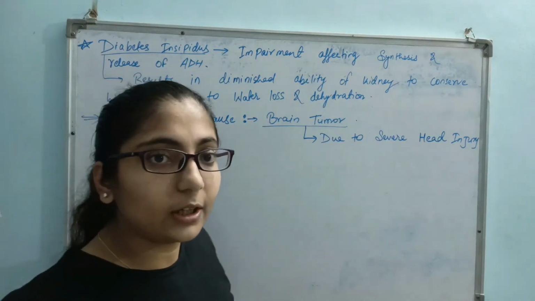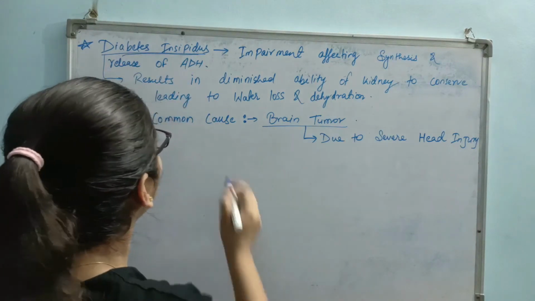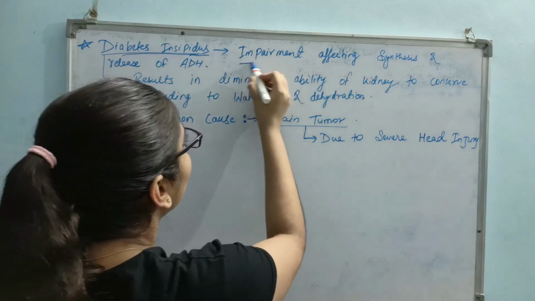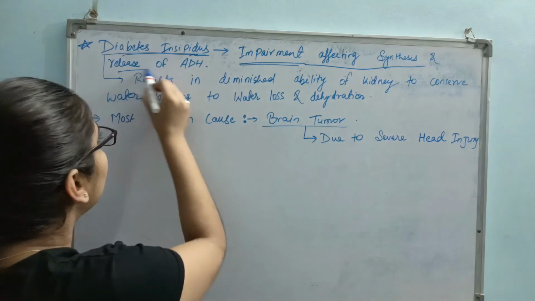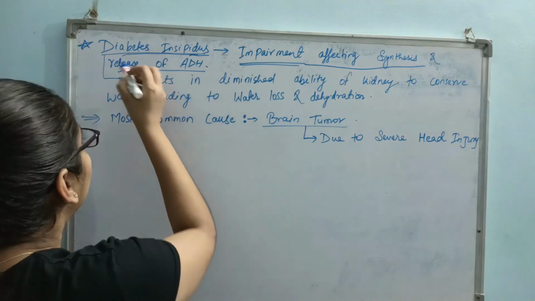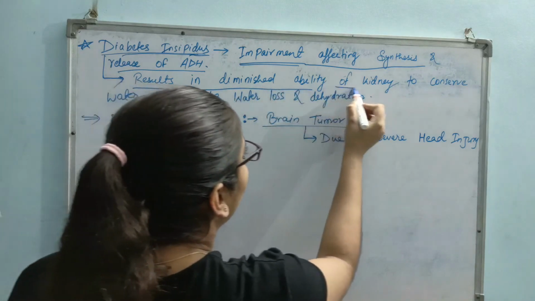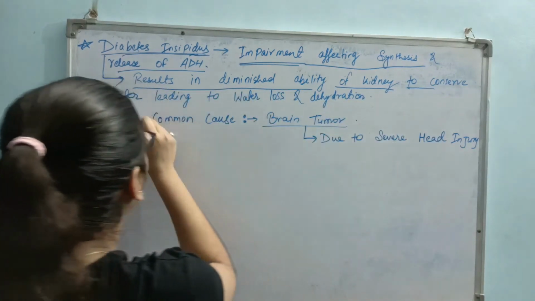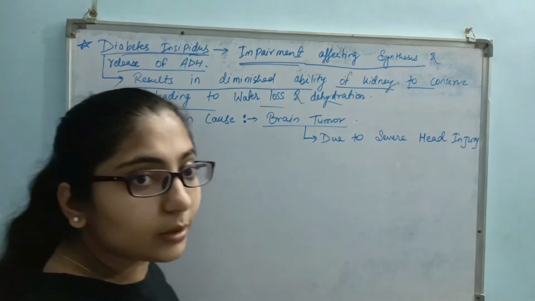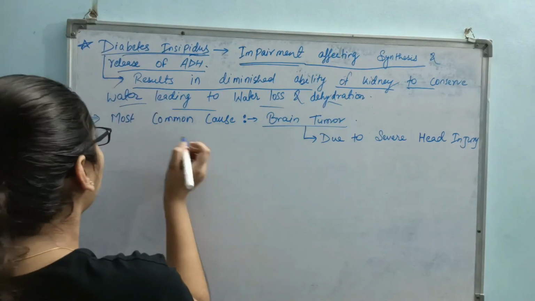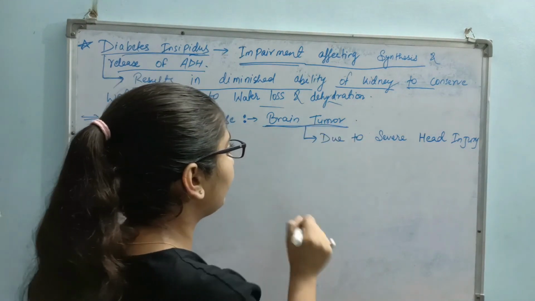Now there is one term, diabetes insipidus. What is this? It is an impairment affecting synthesis and release of ADH hormone. It results in diminished ability of the kidney to conserve water, leading to water loss and dehydration. Now, what is the most common cause of diabetes insipidus? The most common cause is a brain tumor.